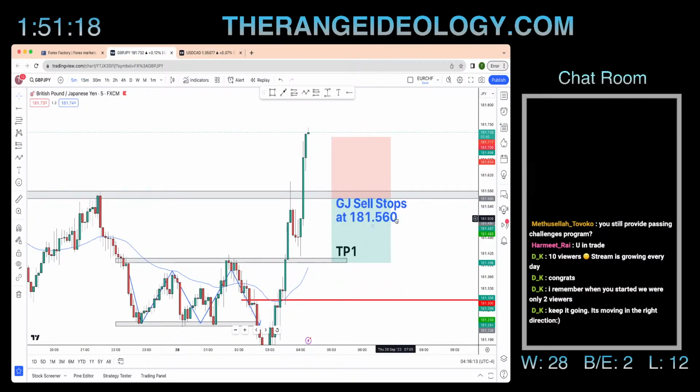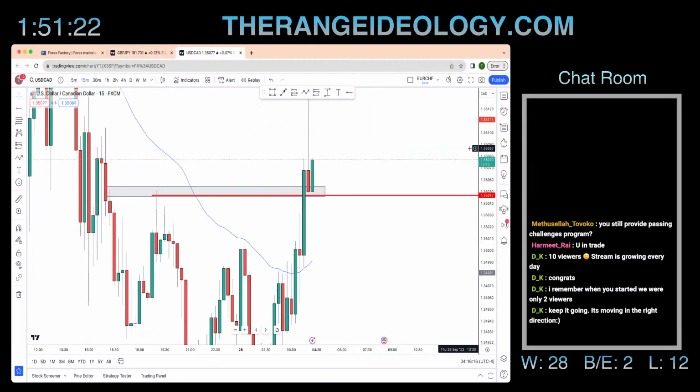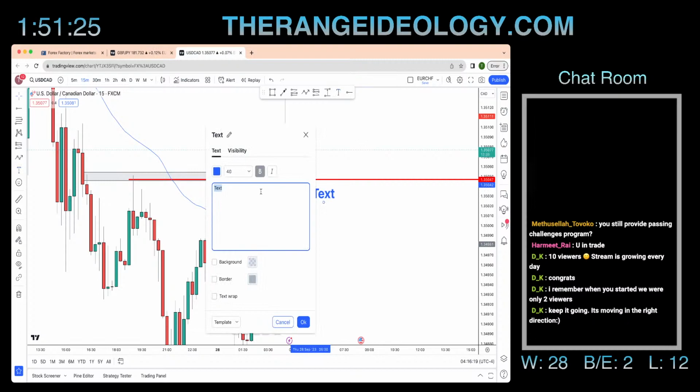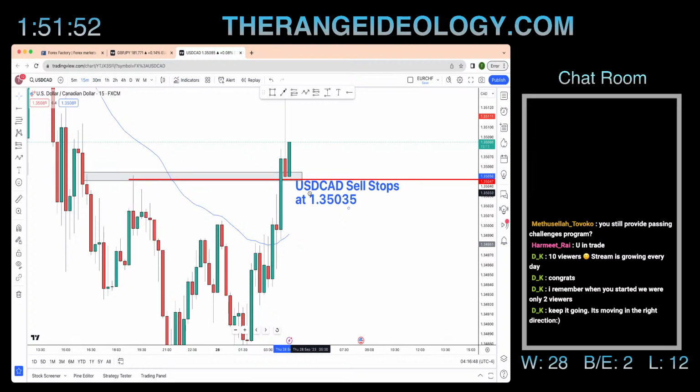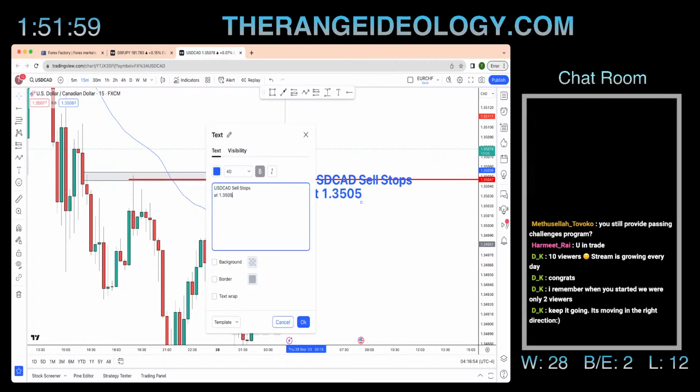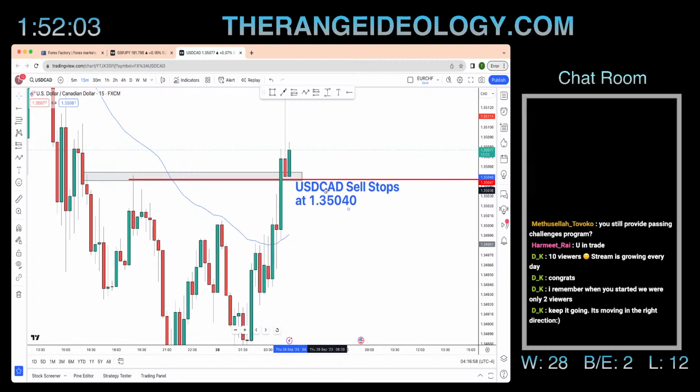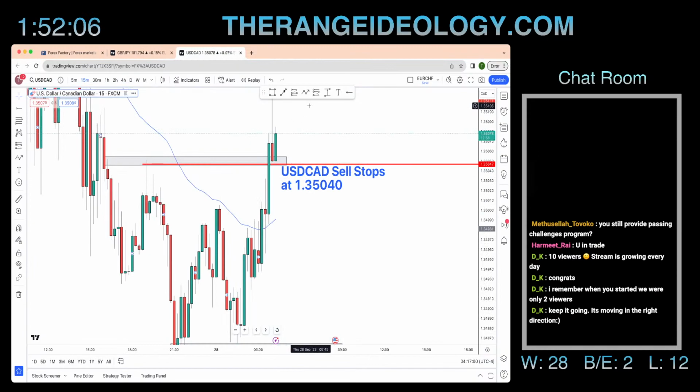Okay, this is what I'm going to do. I'm going to remove the sell stops, guys. And I'm going to add sell stops for USD CAD here. So USD CAD sell stops at this right here. So what is that? 135. So 135.035. Well, let's make it, what is this? 135.40. Okay, let's do that. Okay, right here. So sell stops here.